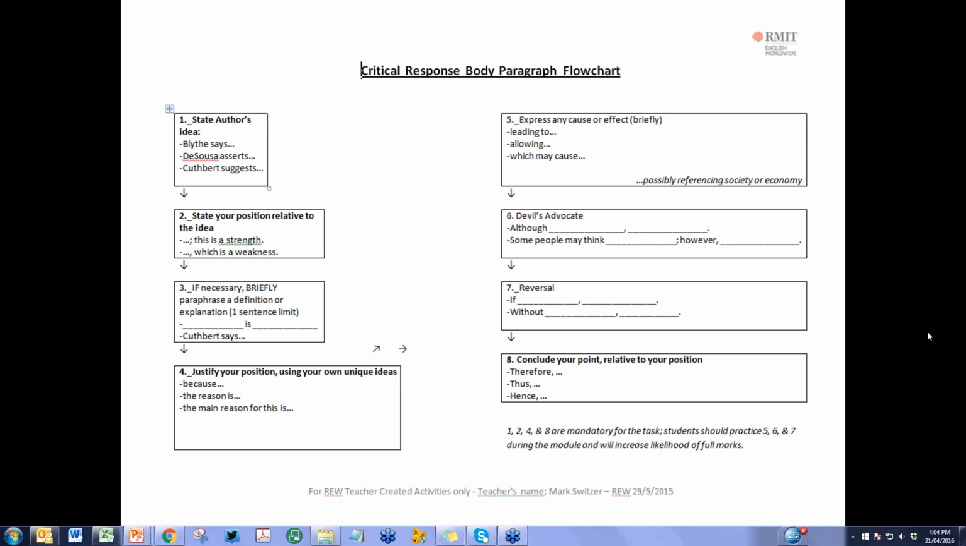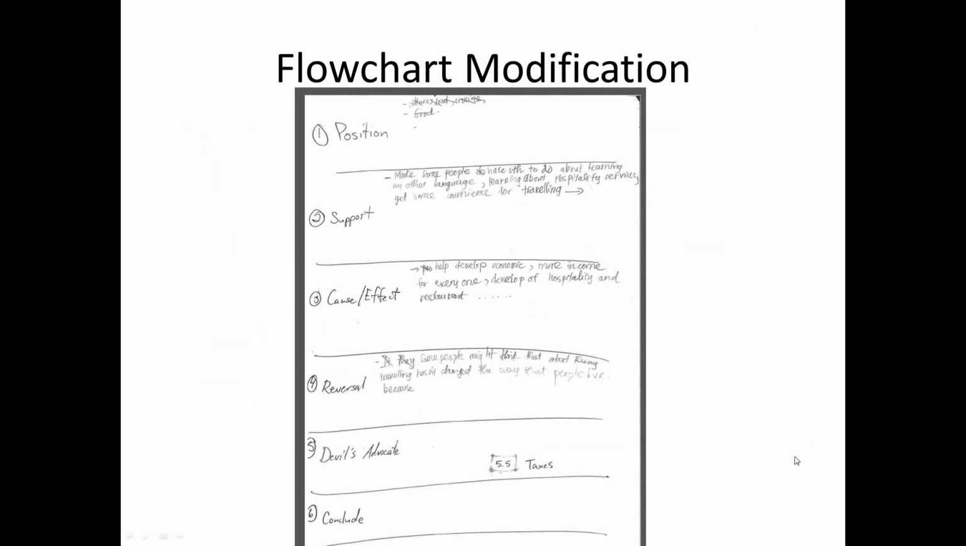I'll move on to the next one here, or at least I'll try to. This is another activity I do. I'll just give my students a question. What's one of the examples? You know, should sugary drinks be taxed higher? Right? Should the government tax sugared drinks?